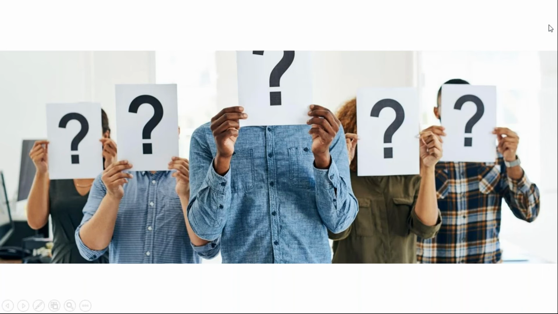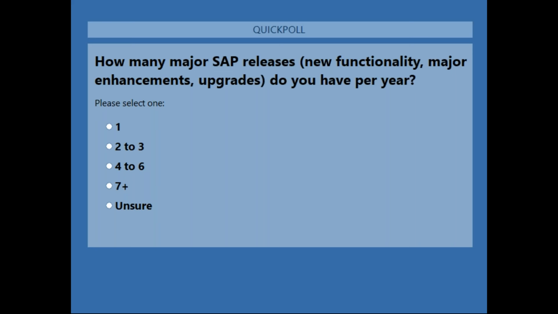Great. Okay, so we have a few more poll questions here. Our first poll: How many major SAP releases, new functionality, major enhancements, upgrades do you have per year? 1, 2 to 3, 4 to 6, 7, or unsure? Give everybody a chance to respond. Everybody's got to grab that mouse quickly, right?